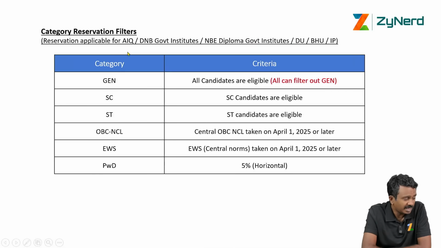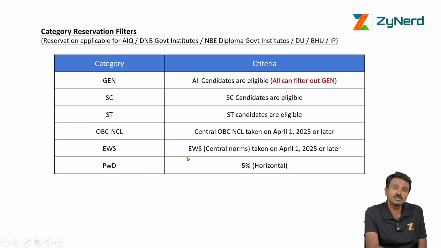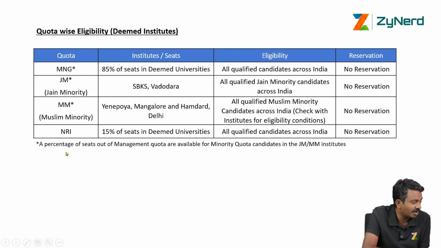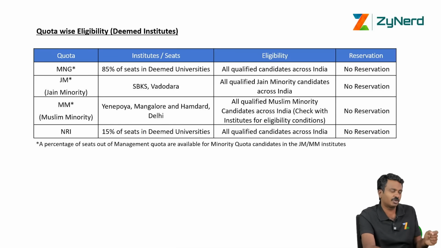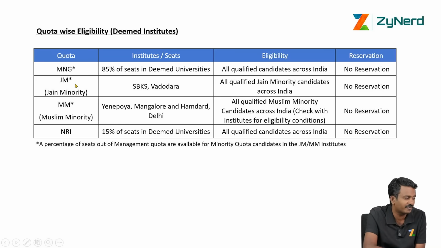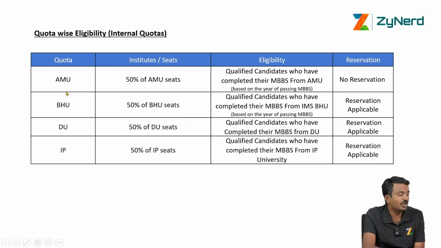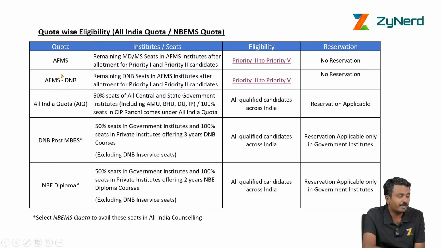Reservation is applicable. For what institutes is reservation not applicable? First, for all these institutes, deemed universities, reservation is not applicable. Minority quota might be there in those 3 institutes, but reservation is not there. That you will have to filter out in quota. Next, you have these institutes. Among all these institutes, All India quota has reservation.